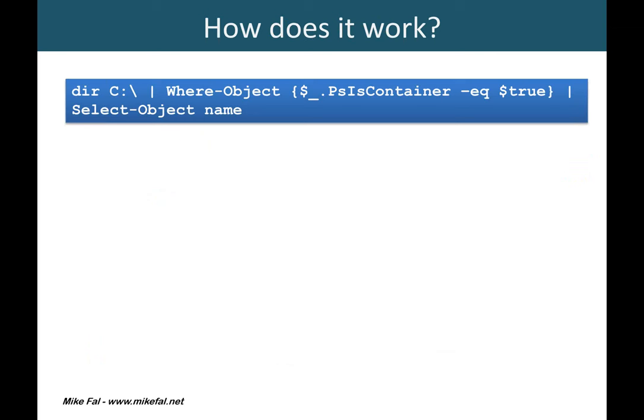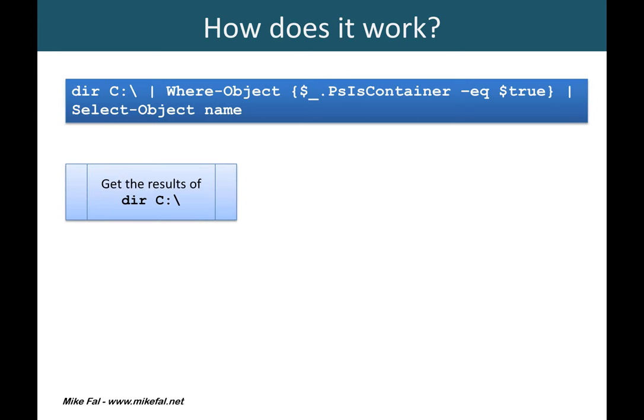to do this. Now, dir C, we all kind of understand that, and that's essentially getting the results of a directory lookup. And that's the first thing that's going to happen in this particular syntax breakdown. We're going to do a dir C. It's going to give us all the things there.